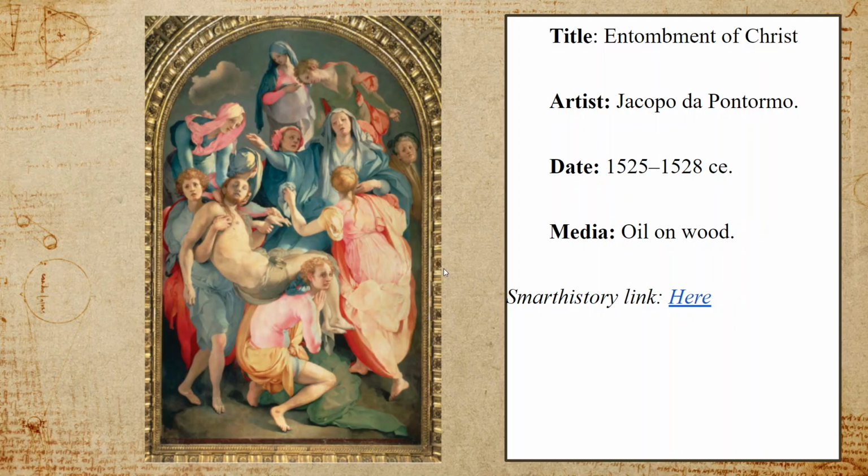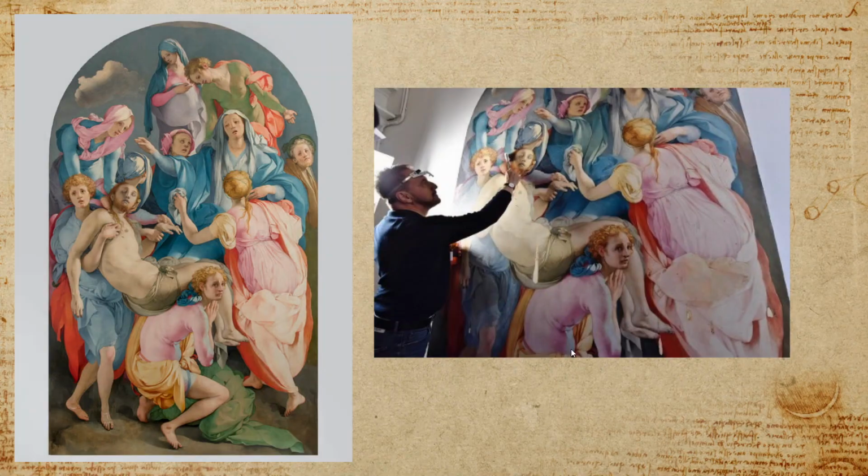Which brings us to our last piece, Entombment of Christ. This is by Jacopo da Pontormo. Pontormo is how we know him, 1525 to 1528, and it's oil on wood. So this is actually a wood panel oil paint. So we're again seeing that oil paint, that rich color. This is the size and scale of it. This is it being restored here. So you get a sense of it's almost life size to the figures, but not quite.